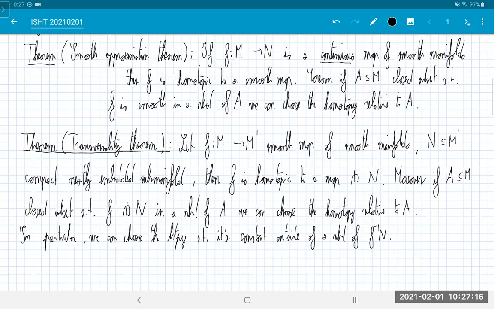So I'm stating the general version of this theorem, but for surjectivity, we will need a simpler version of this theorem, but we will need this full general version for the injectivity part. So, other questions?